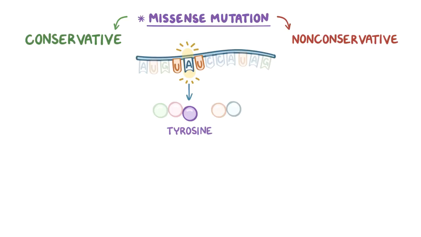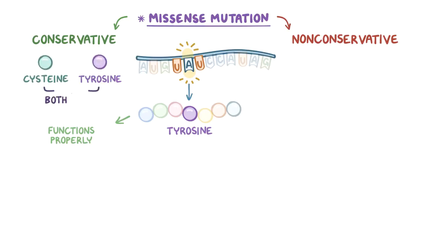Conservative means that the resulting protein can still function properly, because the switch coded for an amino acid with similar chemical properties to the original one. In this case, both cysteine and tyrosine are polar amino acids, so the protein can still function pretty well. Kind of like sweetening lemonade with honey instead of sugar.